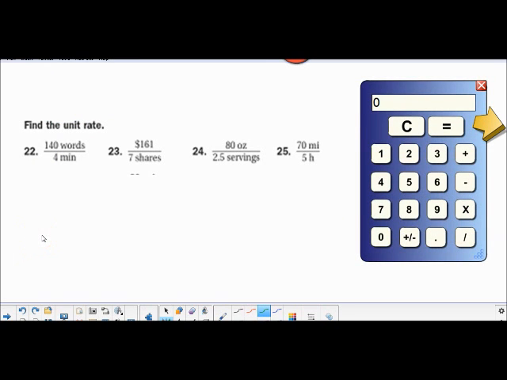All right, so I want you to take a couple minutes and change all of these rates: 140 words in 4 minutes, $161 for 7 shares, that's of stock maybe, 80 ounces for 2.5 servings, and 70 miles in 5 hours. I want to change all of those rates to unit rates. So copy those down, give the unit rates, and on the next page we will have those listed. So pause it, finish those 4, and then unpause it.